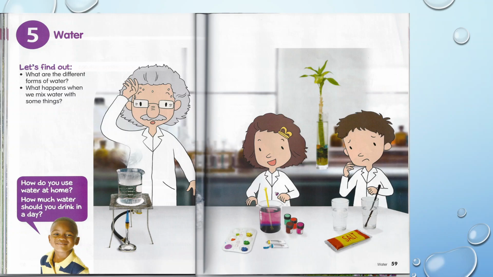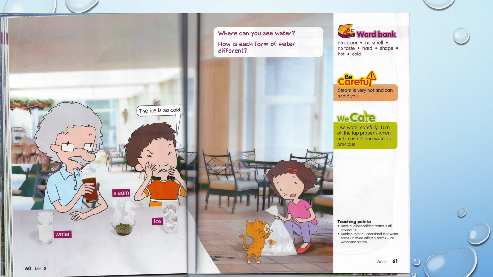Page 60 and 61. Alright, so here we see our friends that they are working with water, steam, and ice. We have the first question that says, where can you see water? Well, we have a glass of water on the table. And how is each form of water different? And you have the answer right in front of you. We have water, which is a liquid. You have steam or vapor, which is gas. And we have ice, which is a solid.